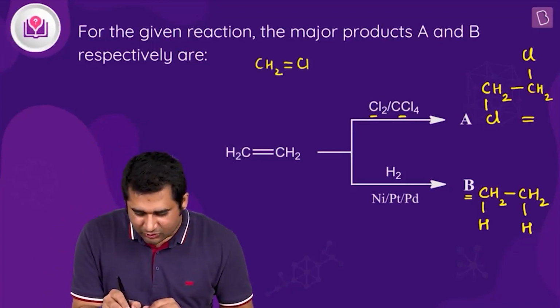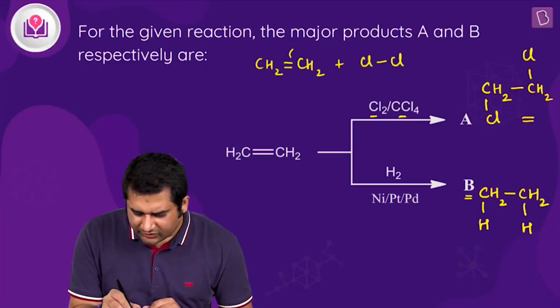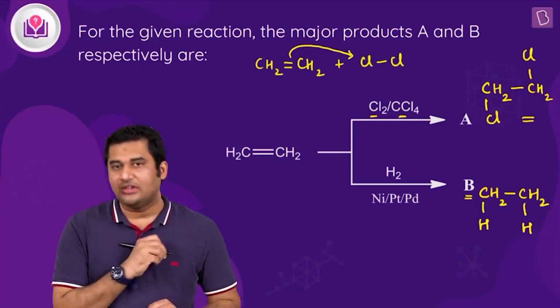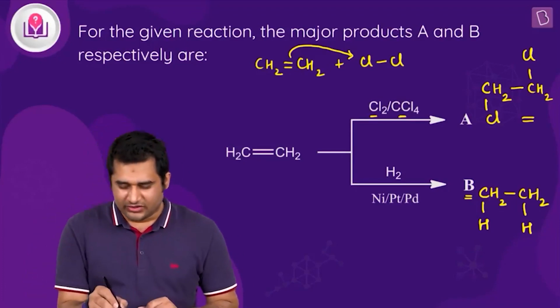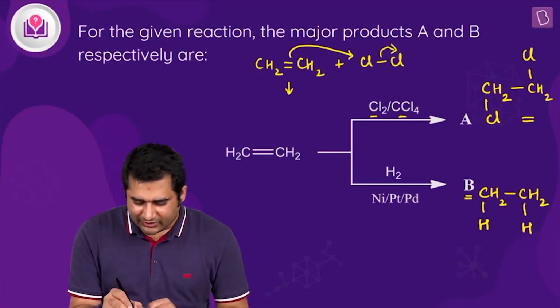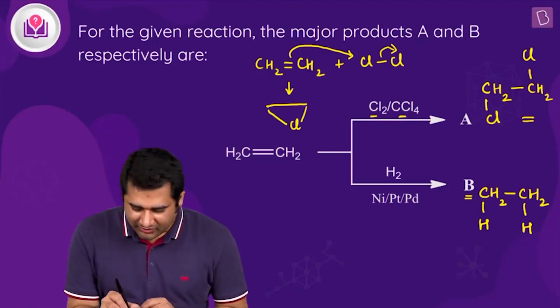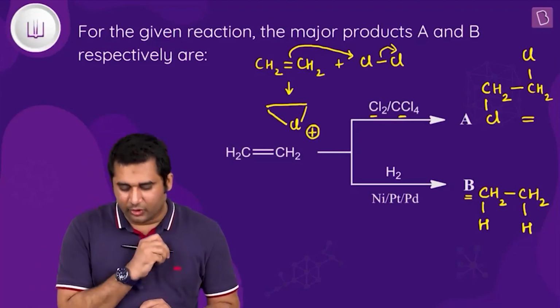So this is CH2 double bond CH2 with Cl-Cl. Now this pi cloud is shifted to the chlorine, leading to breakdown of this bond. And what you will get is a 3-membered transition state, wherein chlorine will have the positive charge.